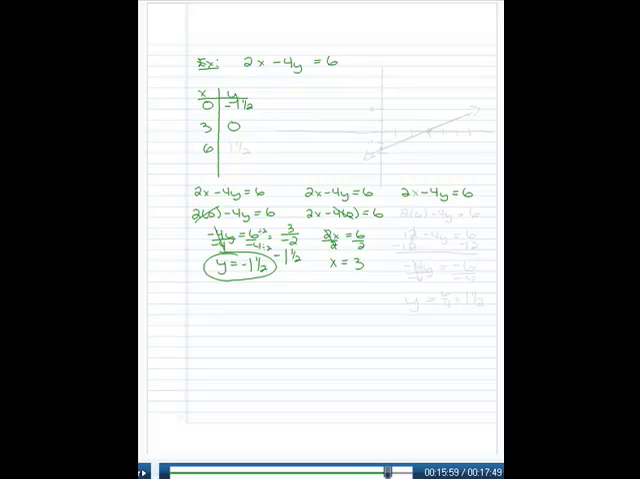And then one last time, this time I chose x is 6. And I typically really don't go over 5 or 6. When you start picking large numbers, it gets too big. And then it goes off the page. You don't have enough graphing room.